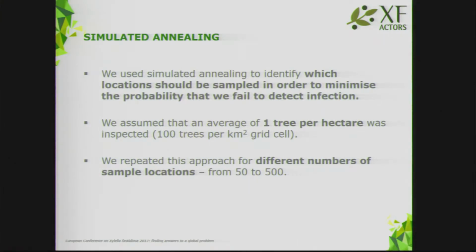Okay, so to recap, we used simulated annealing to identify which locations should be sampled in order to minimize the probability that we fail to detect infection in that uninfected zone. We assumed that we're sampling an average of 1 tree per hectare, so that's about 100 trees per kilometre square grid cell, and we repeated this approach for a different number of sample locations from 50 up to 500.